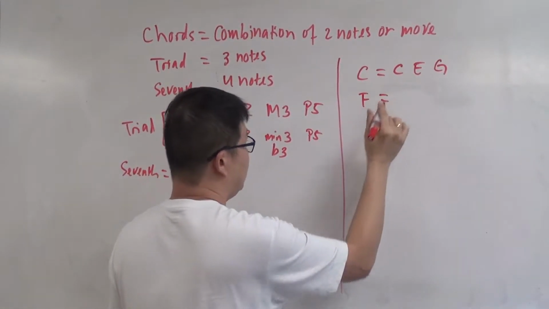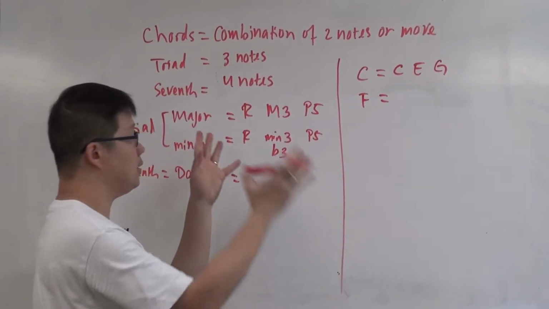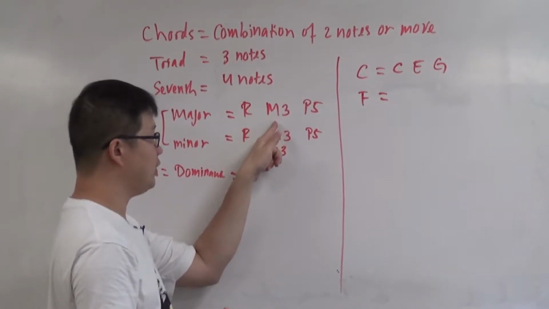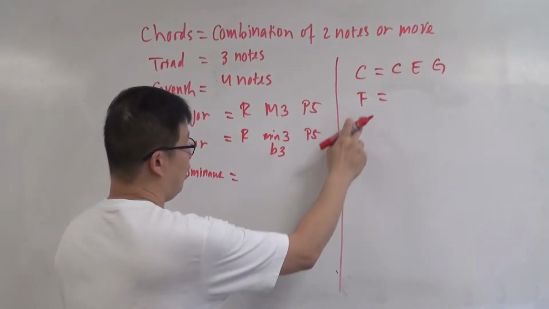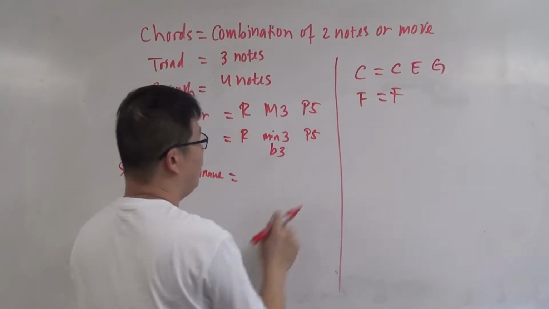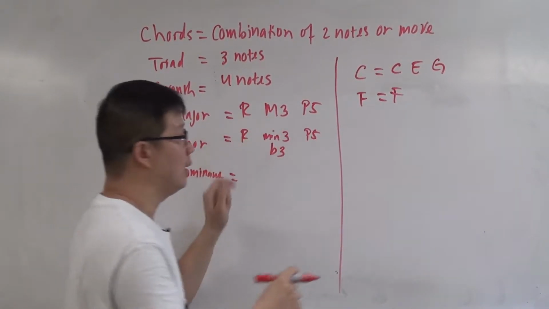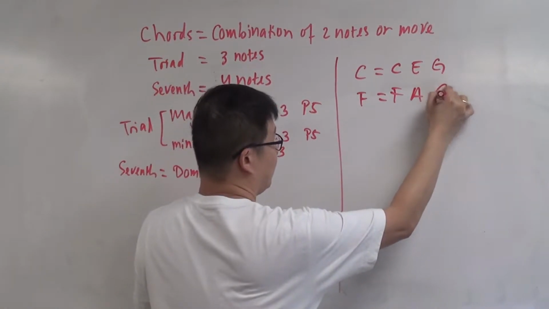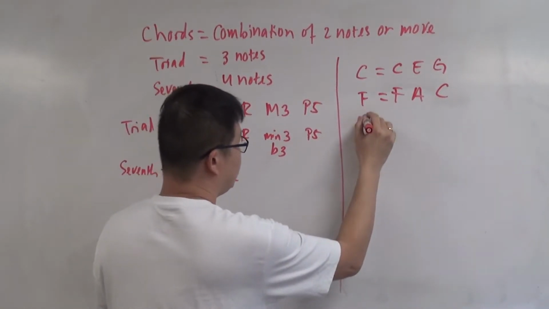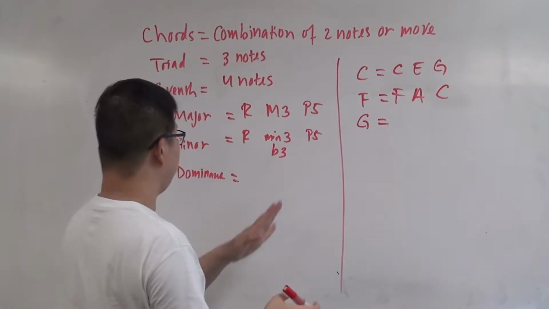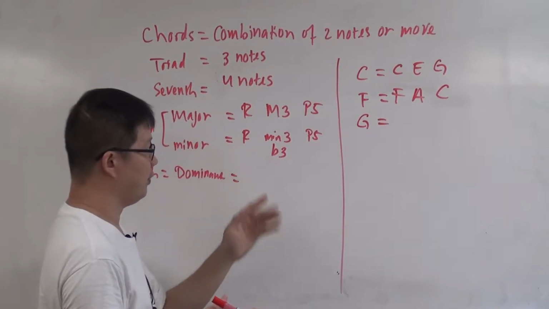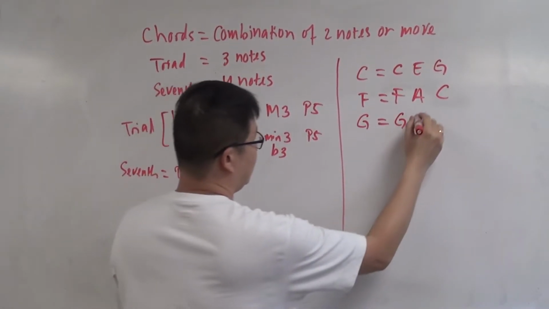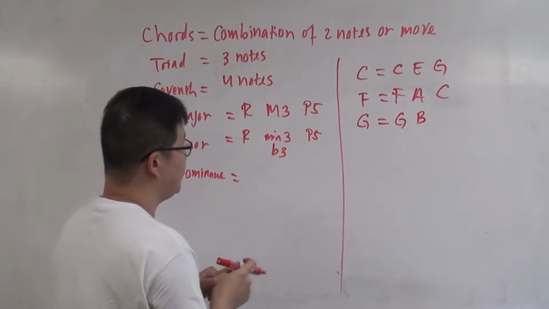Okay, now let's move on. Let's say you want to build an F major triad. Again, we refer to the formula. The formula says, in order to build a major triad, you need root, major third, and perfect fifth. So what is the root of F? It's F. What is the major third of F? It's A. What is the perfect fifth of F? It's C. Now let's do one more example, G. Same thing, we follow the rules: root, major third, and perfect fifth. The root is G, the major third from G is B, and the perfect fifth from G is D.